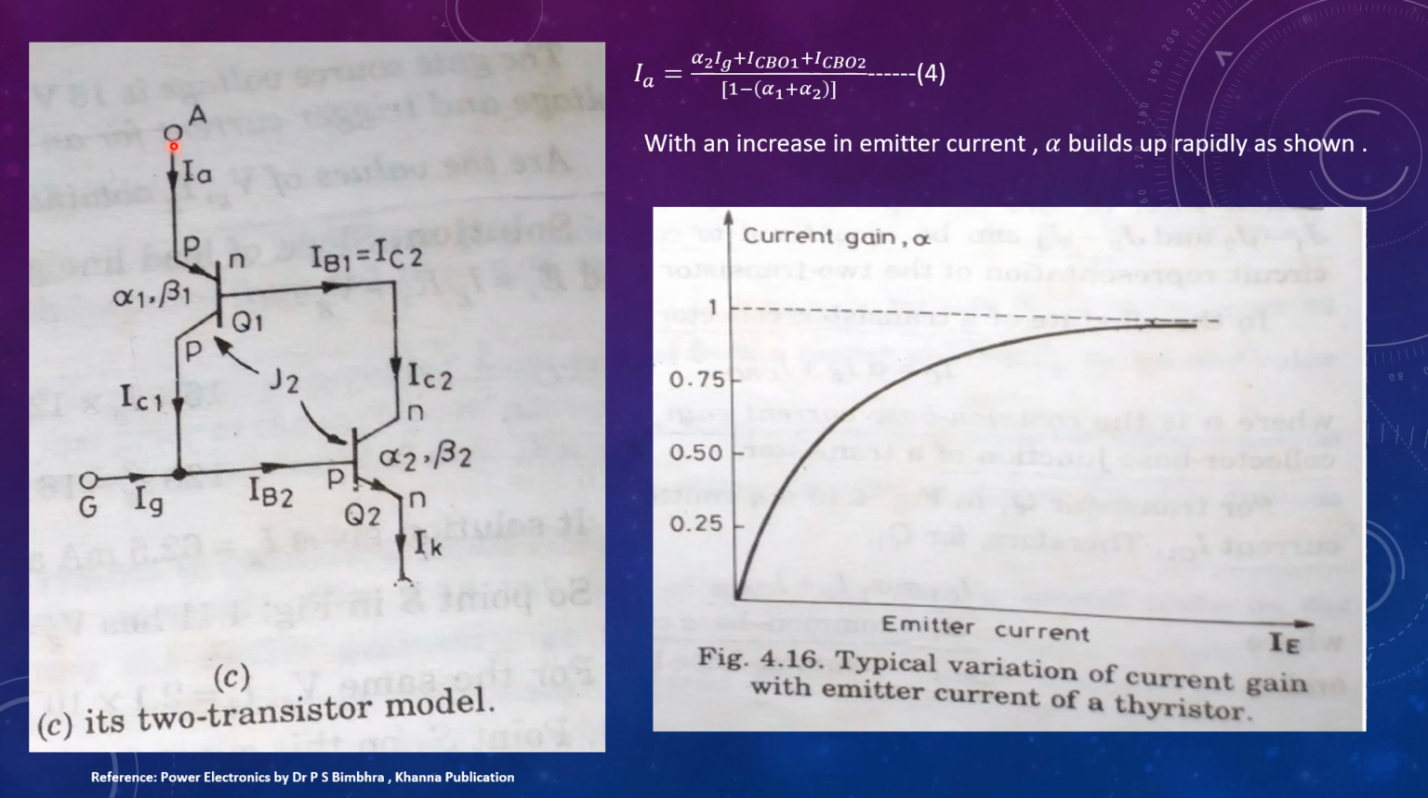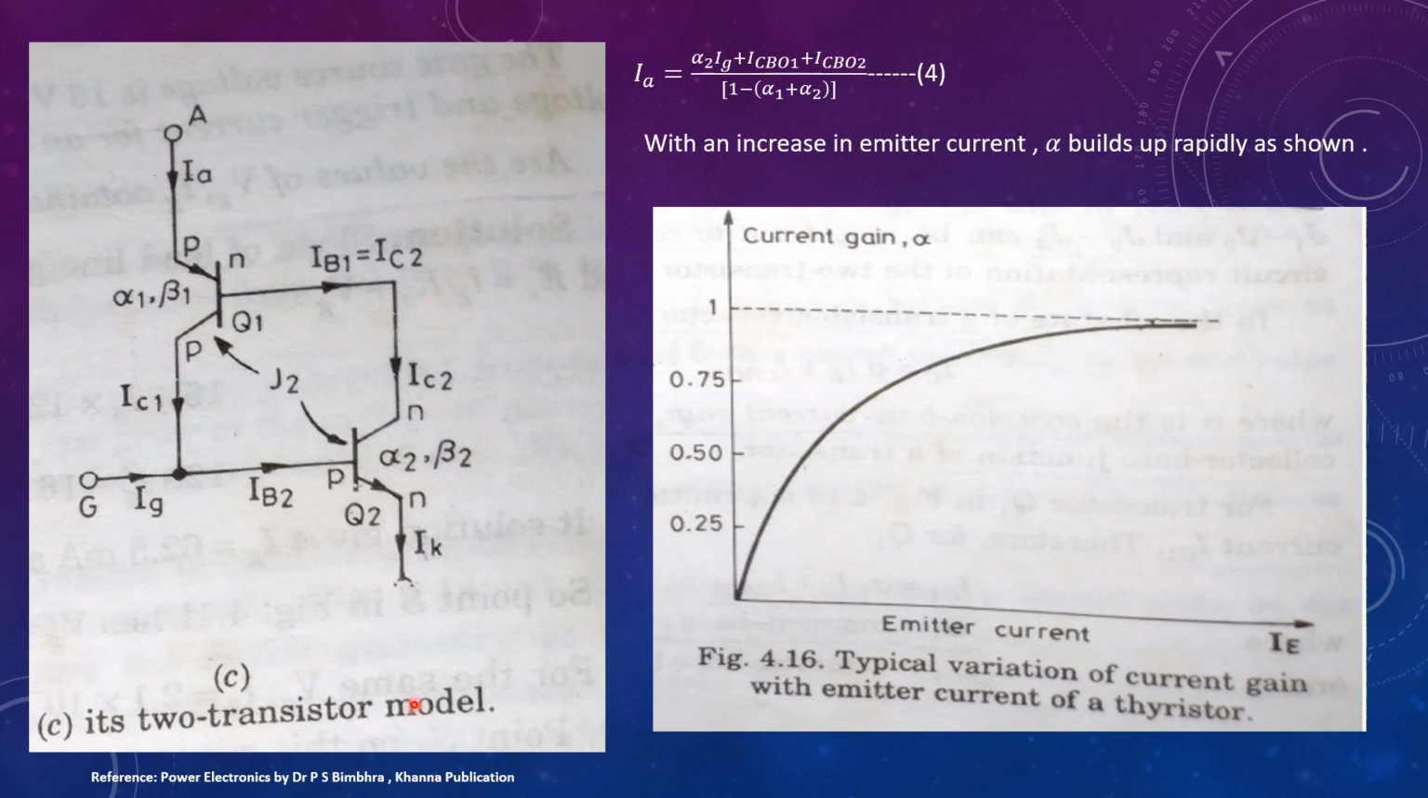For a thyristor forward biased, that is anode positive with respect to cathode, and zero gate current, the value of emitter currents is very low, and hence the values for alpha 1 and alpha 2 are very low, and the anode current will be somewhat greater than ICBO1 plus ICBO2.